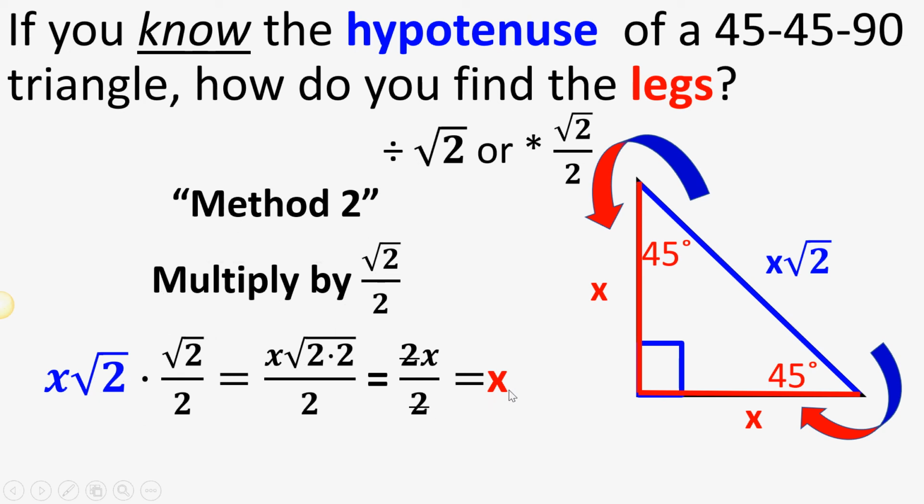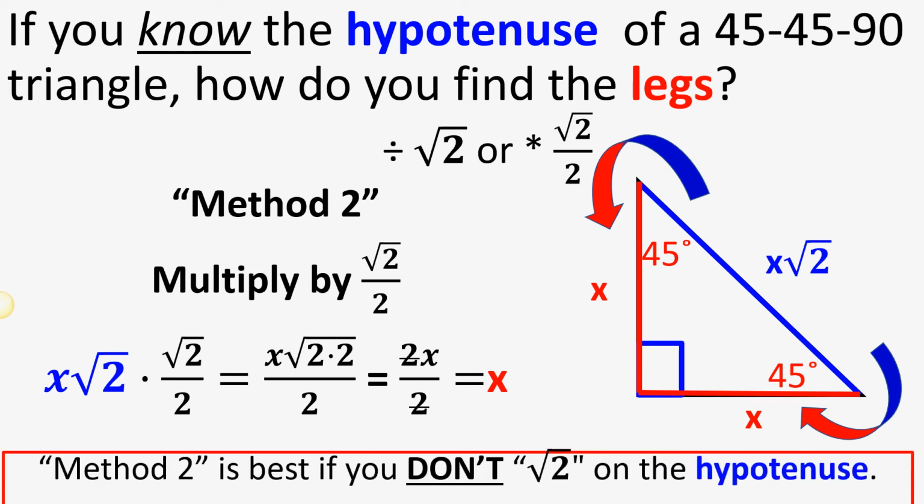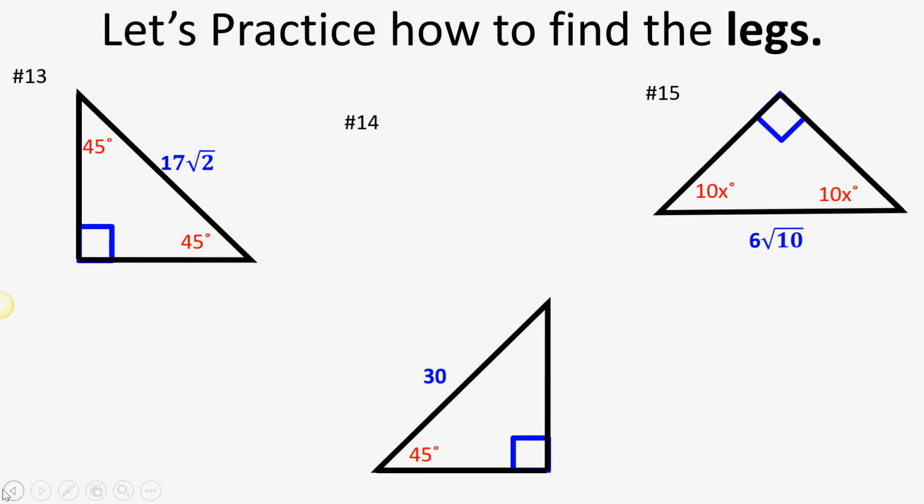So, simplify. Okay, pretty straightforward. Only 2 different sides on this triangle, so that's it. Now we go through these examples and we'll be done. So again, if you don't see a radical 2 there, use that special number. Let's go through 3 examples.